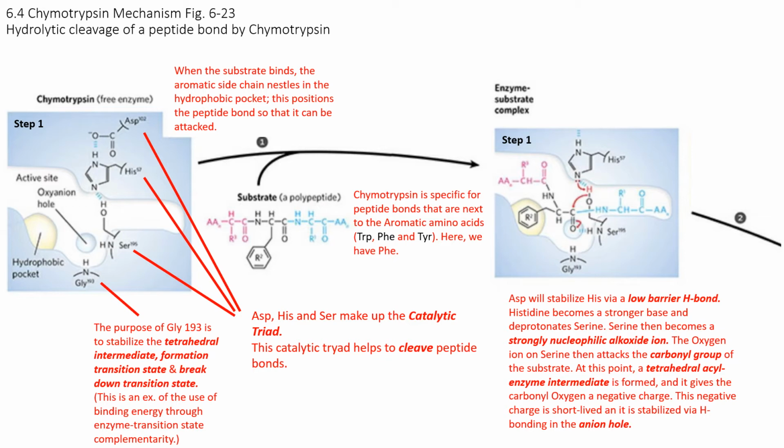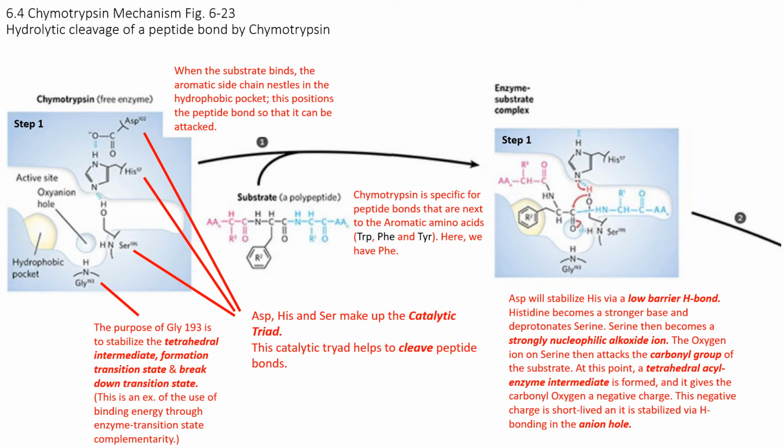This positions the peptide bond so that it can be attacked. So here you can see that the substrate is now nestled inside of the active site of chymotrypsin. So this blue part here is right here. And then we have the aromatic side chain inside of the hydrophobic pocket. The carbonyl is actually inside of the oxyanion hole, and then we have the rest of it here.